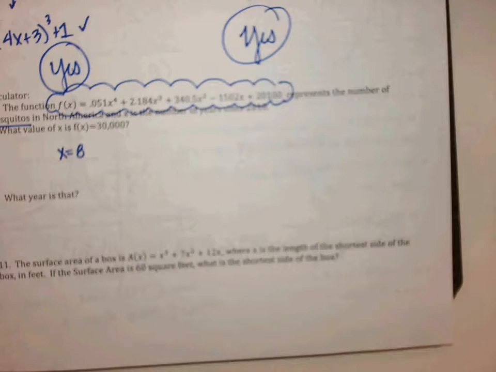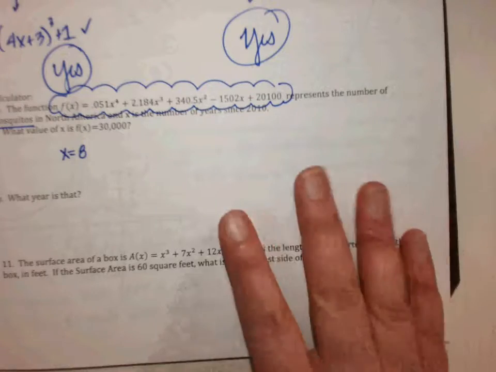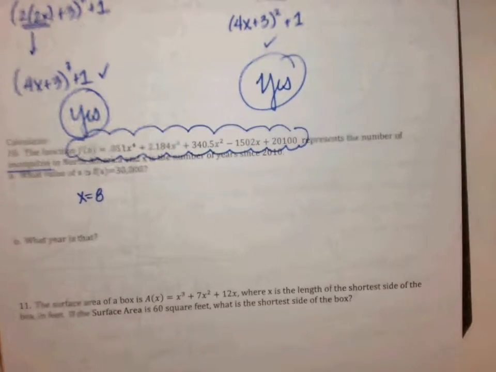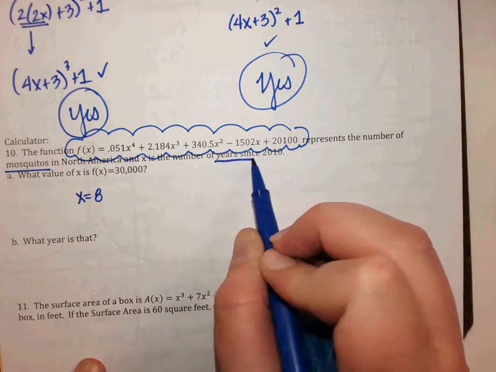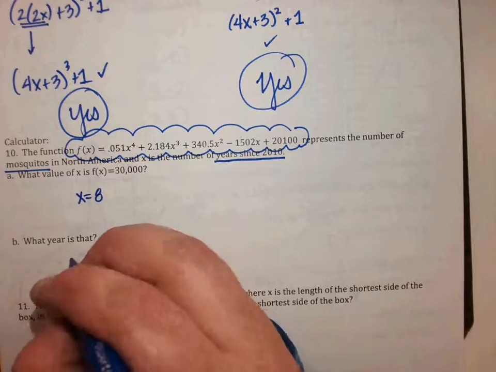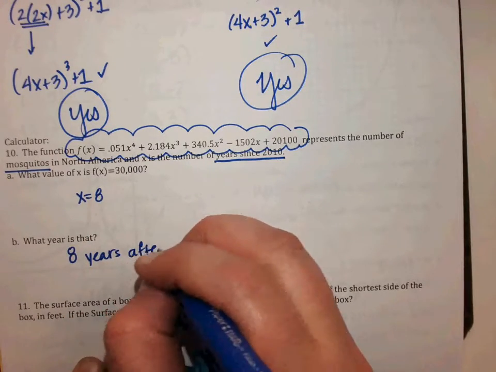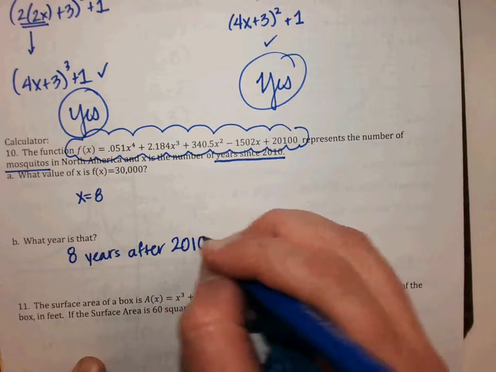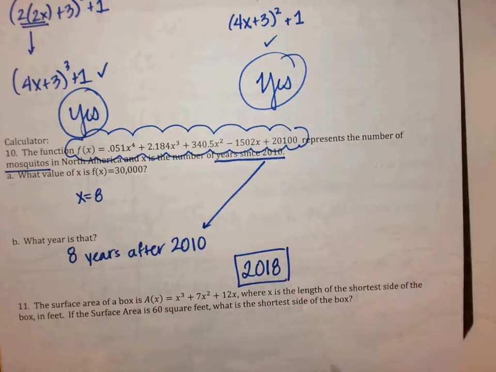Now, then it says, what year is that going to be? Well, I scribbled all over it on mine, but when do I start counting the years from? It says it right here. Since 2010. So if I want 8 years later, after 2010, what year would that be? 2018. Make sense? Good.